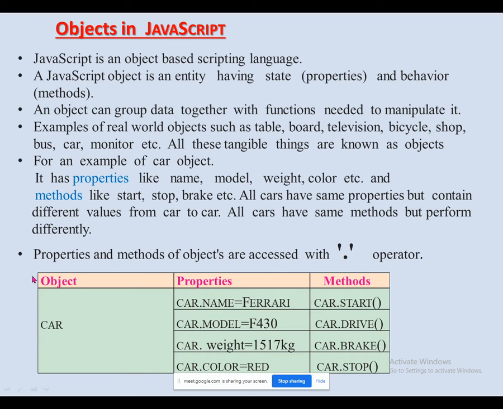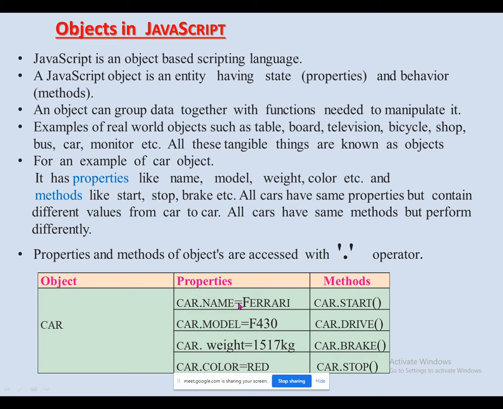Just see the example here: the object is car. Assume the properties of that object may be name, model, weight, and color. The values of these properties may be different, depending on which car model you are using or purchasing. So car is the object here, and its properties are name, model, weight, and color. Now suppose you are writing a program for this and you want to know the name of my car. So you can write car dot name. Here the example given is Ferrari.